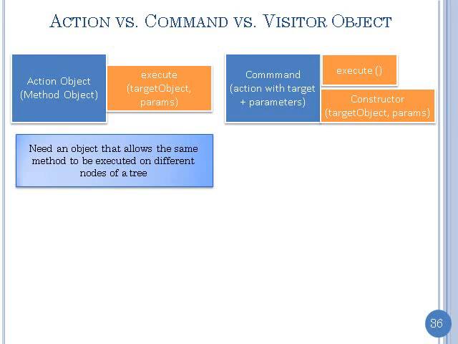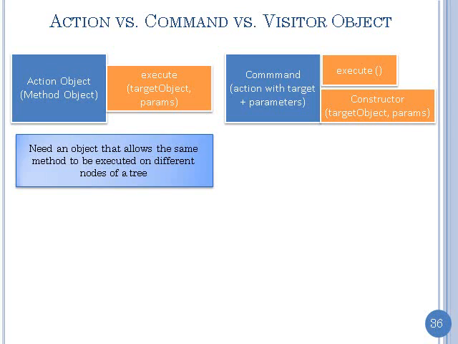Okay? And we've got command objects that just take a run or execute method, and in the constructor we pass the target object and parameters. And what we now need is an object that allows the same method to be executed with the same parameters.